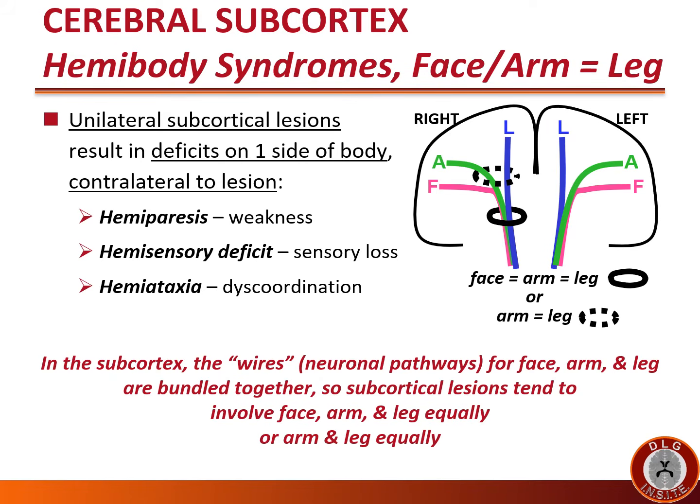In the subcortex, these wires or neuronal pathways for face, arm, and leg are bundled together. So that's why subcortical lesions tend to involve face, arm, and leg equally, or arm and leg equally.